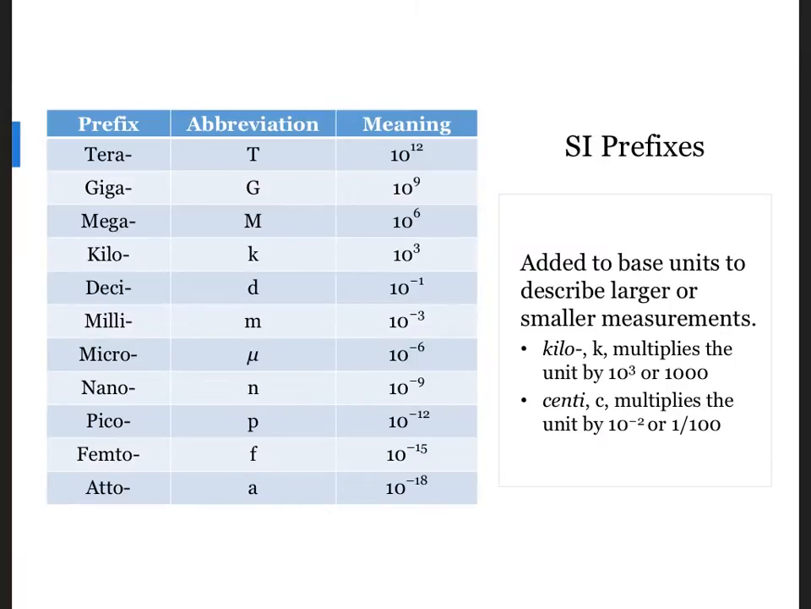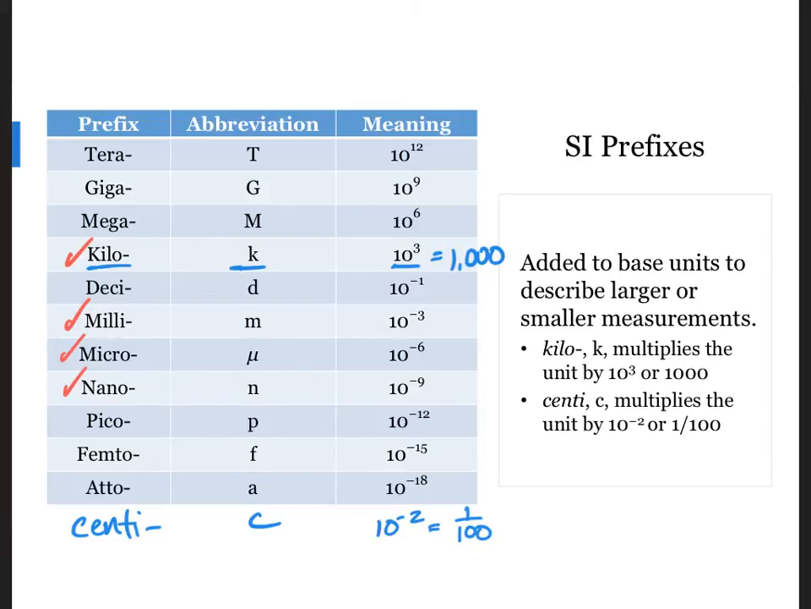The SI prefixes can be added to the base units to describe very large or very small measurements. The prefix kilo, k, multiplies the unit by 10 to the third, or 1,000. The prefix centi, c, multiplies the unit by 10 to the negative second, or 1 over 100. Chemists use kilo, milli, micro, and nano more than any other metric prefixes, but you need to get used to converting between all of them.